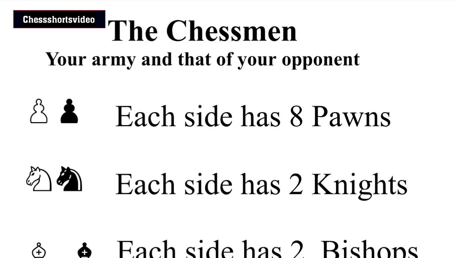The chessmen, your army and that of your opponent. So each of the 8 pawns, the dark pawns and light pawns, are opponents of each other, so they are your enemy.